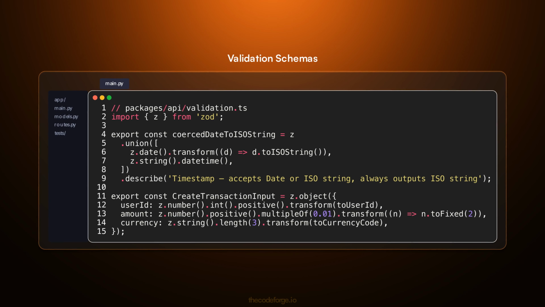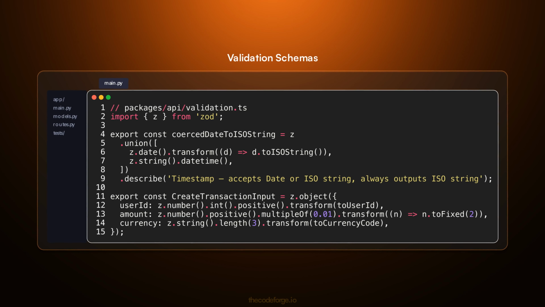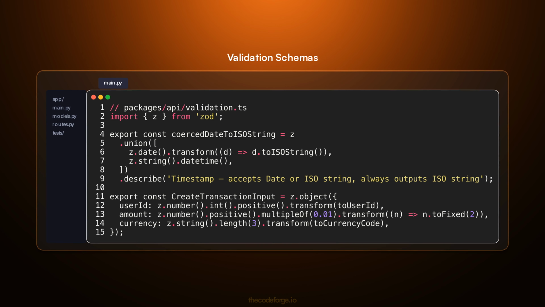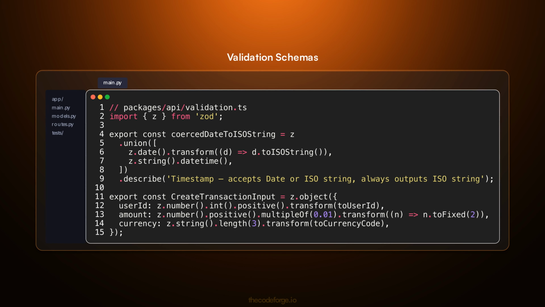Here's a Zod schema for creating a transaction. Notice the coerce date to ISO string helper. It handles the date serialization gap. Drizzle returns date objects, but JSON serialization converts them to strings. This schema accepts both forms and always outputs an ISO string.